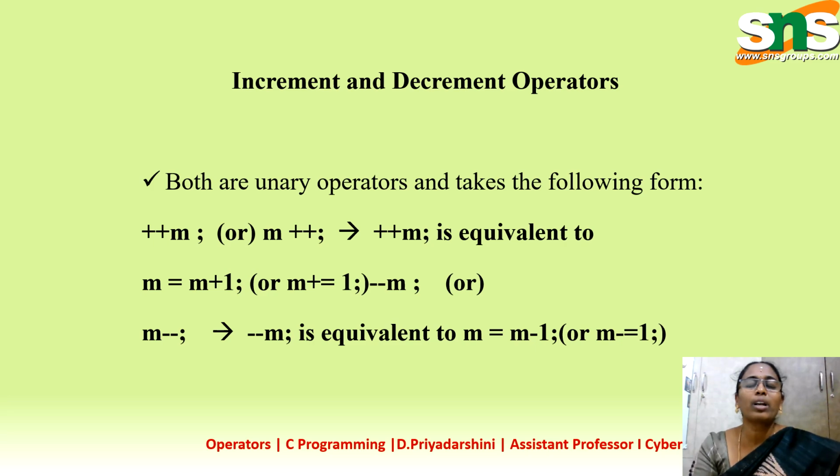The increment and decrement operator can be written either before the operand or after the operand. Before the operand, it will first increment the value of the operand, then use the operand. If the operator is after the operand, first the operand value will be used, then the increment will be applied. So the increment and decrement operators can be used either prior to the operand or after the operand.